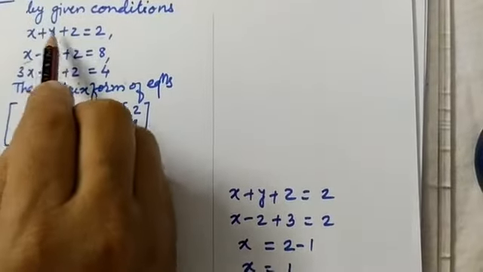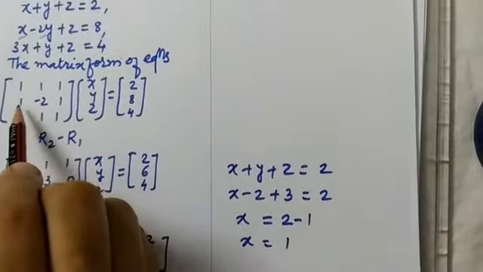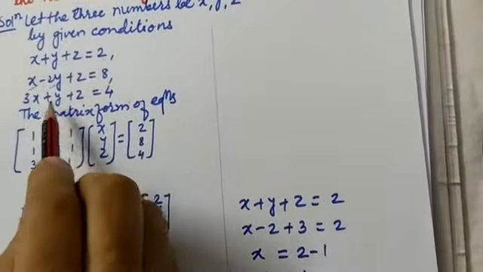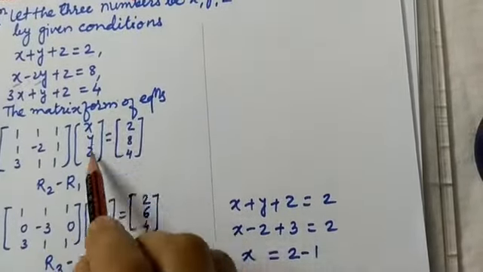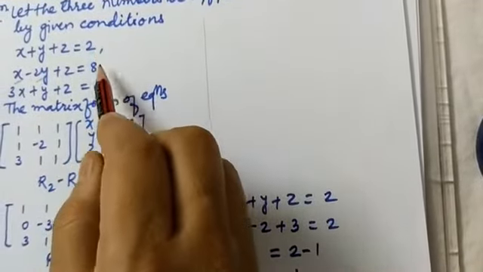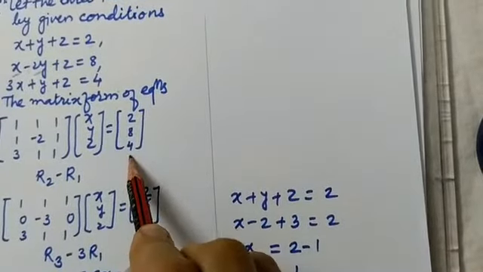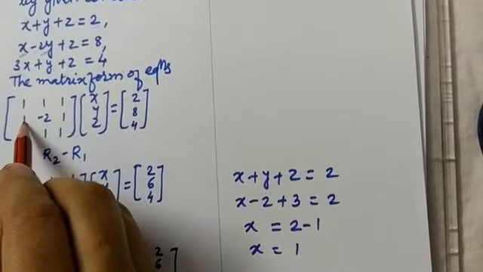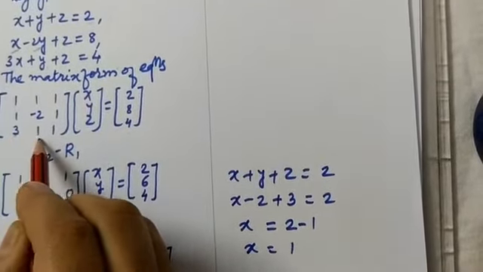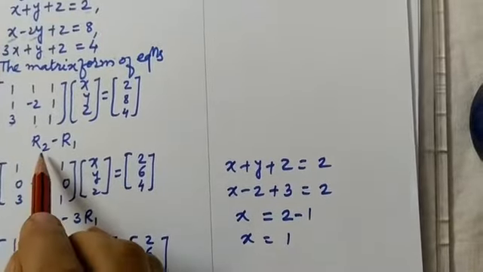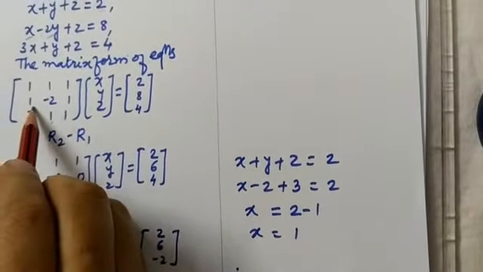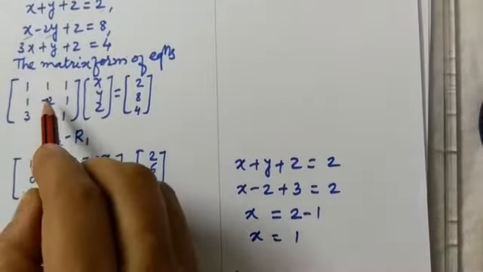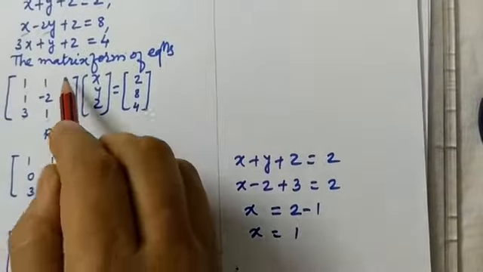See the coefficient matrix: 1 1 1, 1 minus 2 1, 3 1 1, times x y z, and the constant matrix 2 8 4. Then again reduce this to upper or lower triangular form, whichever you decide, meaning at this position we want 0, this position we want 0, and this position also. If you perform the operation r2 minus r1, the change should be in r2, and this place we will get 0: 1 minus 1 gives 0, minus 2 minus 1 gives minus 3, 1 minus 1 gives 0.